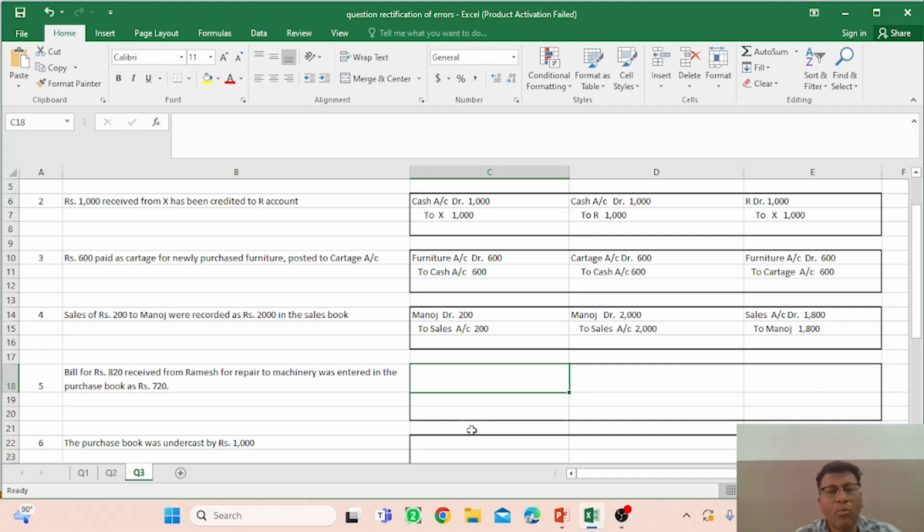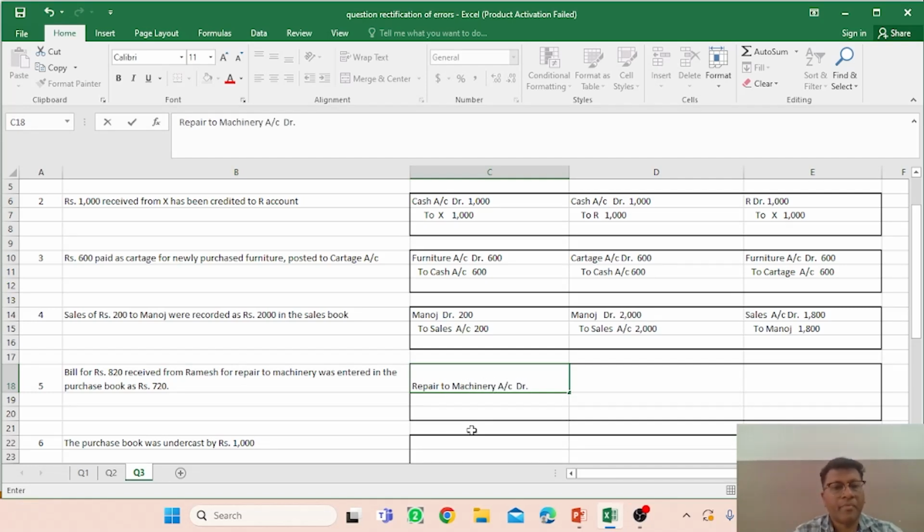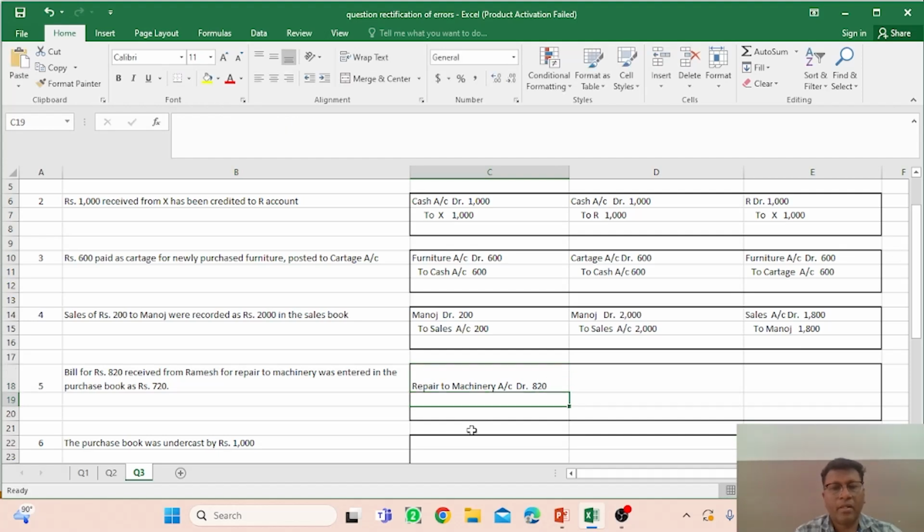Okay, so repair to machinery account should be debit, and you are receiving this bill right now, but it is not a case of cash, you are not paying right now. It is a case of due outstanding. So repair to machinery account should be debit, and you are receiving this service from Ramesh, so Ramesh should be mentioned over there on the credit side. Okay, so repair to machinery account debit rupees 820 and to Ramesh, rupees 820.